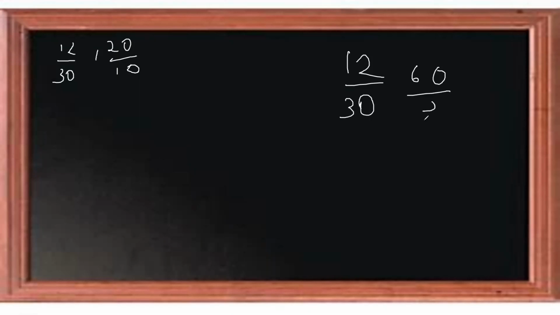Now we got like fractions. Now we can simply add them up. 12 plus 60, that is 72. 72 upon 30, we got the answer.